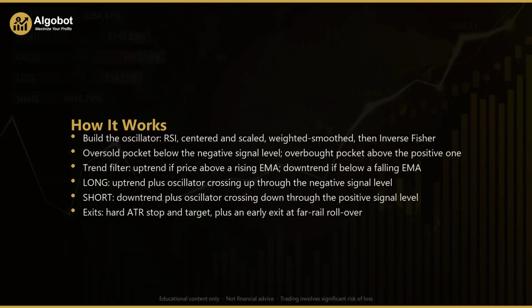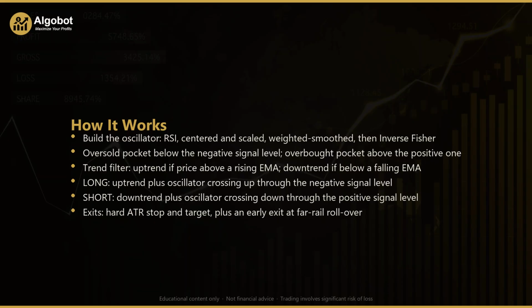When that value drops below the negative signal level, the market is in an oversold pocket. When it climbs above the positive signal level, it's in an overbought pocket. The default signal level is 0.50. Next, the strategy checks the trend. It reads a slow exponential moving average, 100 periods by default, and measures its slope over the last several bars. The market is considered an uptrend when price is above that moving average and the slope is rising. It's a downtrend when price is below the moving average and the slope is falling.